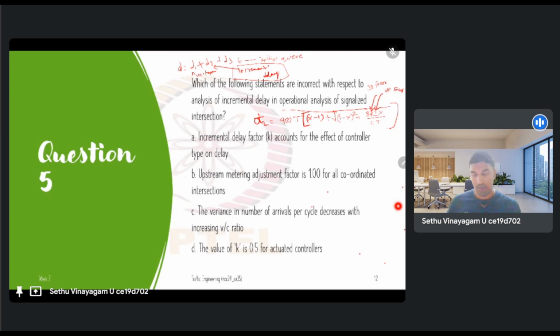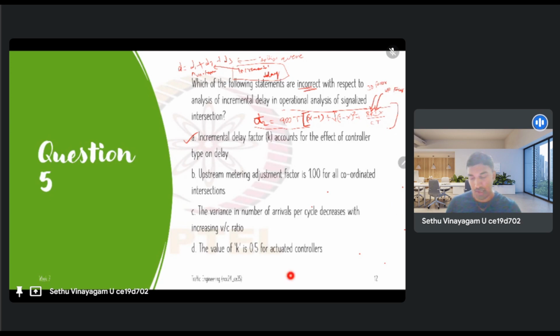Okay, so why do we have it? The incremental delay factor is there to account for the different controllers that we have, right? As we looked at earlier, there are pre-timed controllers and actuated controllers, right? So in pre-timed we have fixed settings, whereas in actuated, the cycle characteristics will be changed according to the demand and the type of flow that is happening. Okay, but delay is not different for these two controllers. So this K factor is what adjusts for the effect of these different controller types. So A is correct, right? But the question is to identify the incorrect ones. But A is a correct option.